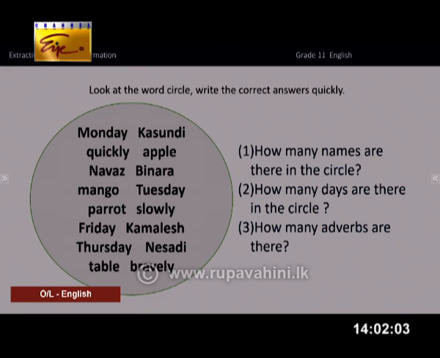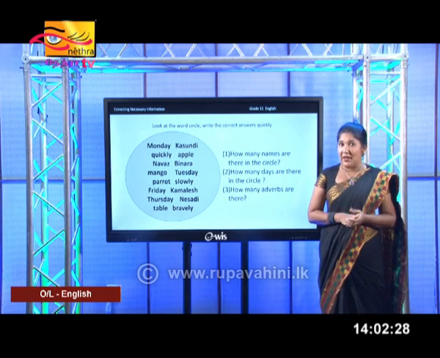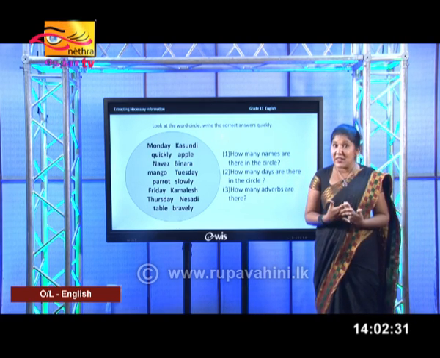Very good. Let's see what we have in our first question. How many names are there in the circle? I'm sure you have the correct answer, 5. And children, how did you find that answer very quickly? I gave you only 10 counts and you have found the answer 5. So to find this, what you would have done may be the same thing what I did.